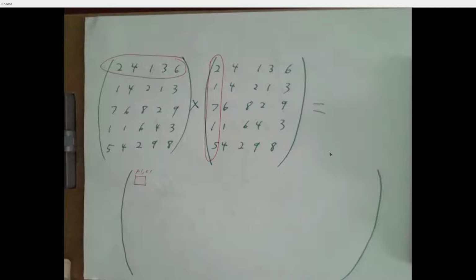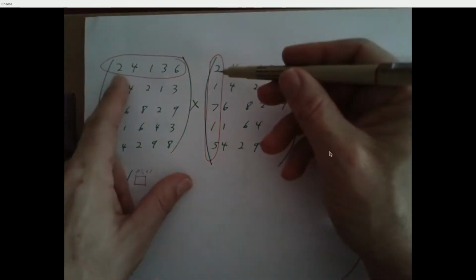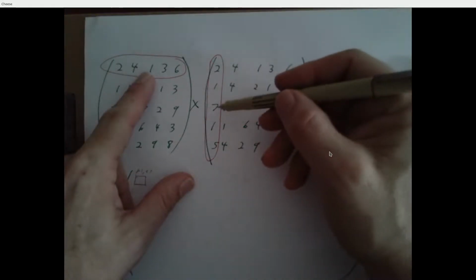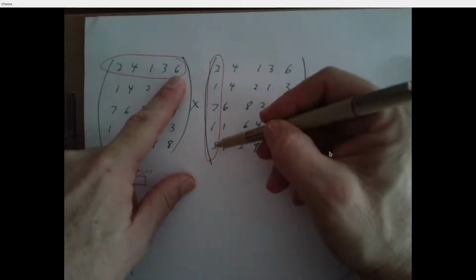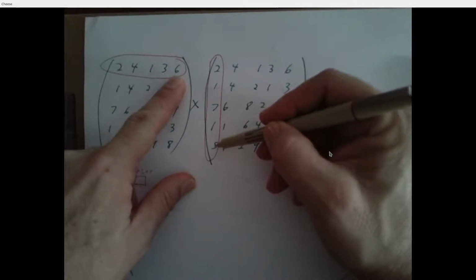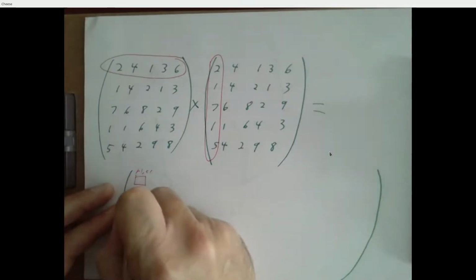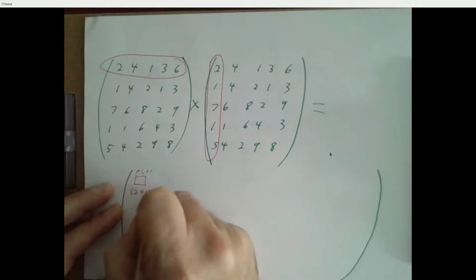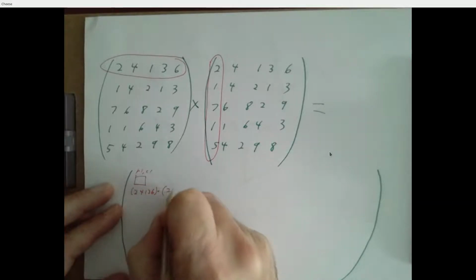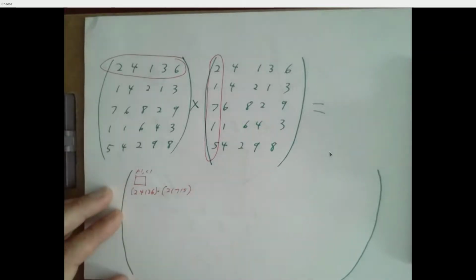And we do what's called a dot product. So how many people remember dot products from physics, if you've done physics? Okay, so a dot product says multiply the first numbers, multiply the second numbers, multiply the third, multiply the fourth, multiply the fifth, and then add up all of those products. So this first entry is going to be 2, 4, 1, 3, 6 dot product 2, 1, 7, 1, 5. And I'll expound on the dot product separately.